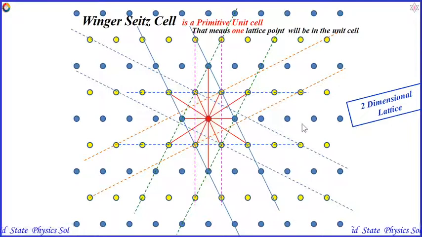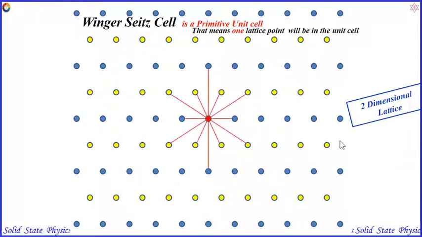Then we consider this one. In this area only one lattice point is present, and this area is also the smallest as compared with the other areas we have discussed. So this area will be called the Wigner-Seitz cell for this lattice. Okay.